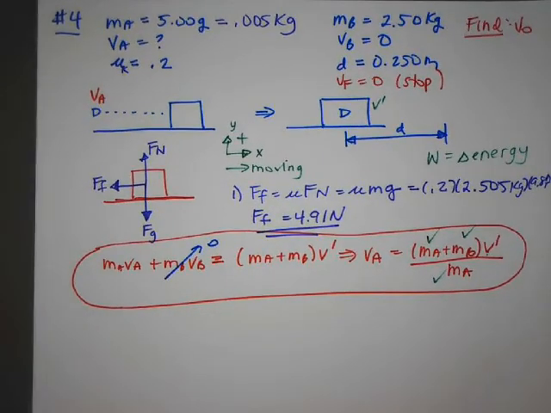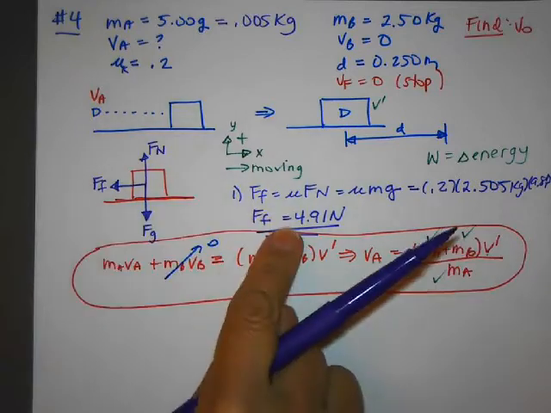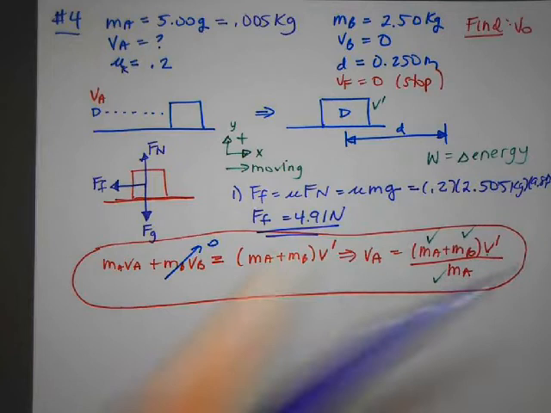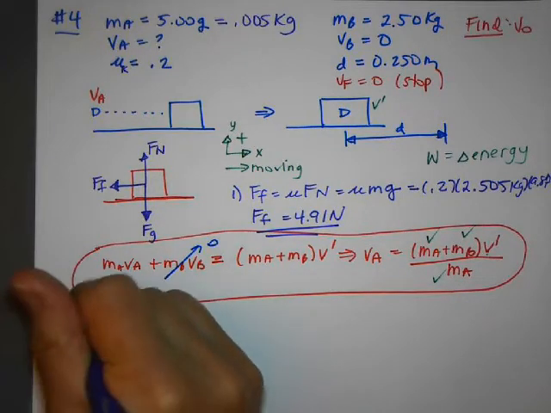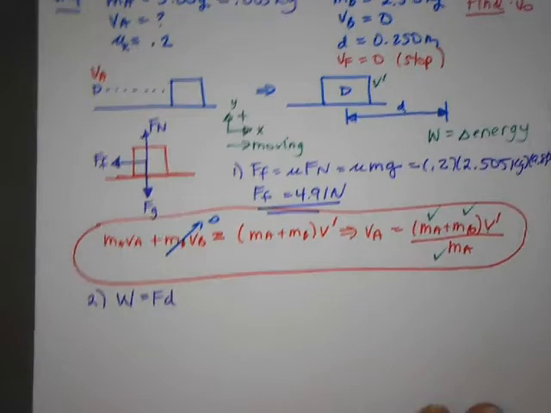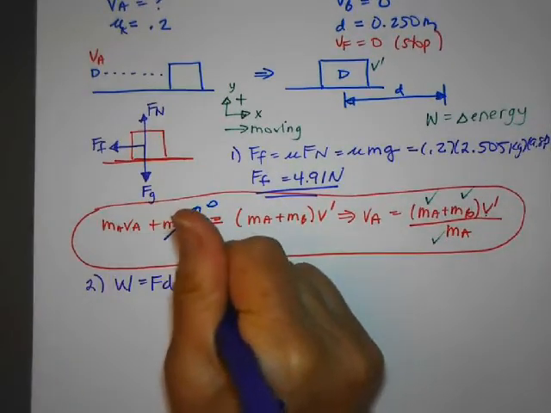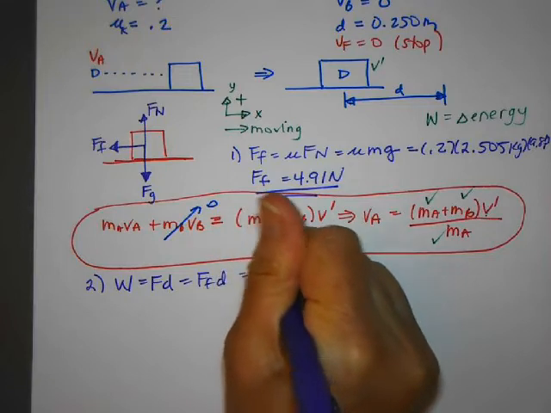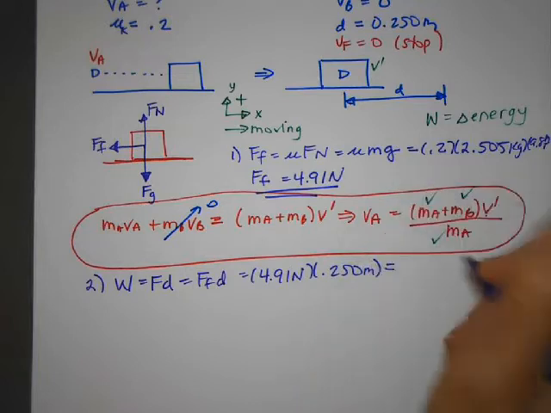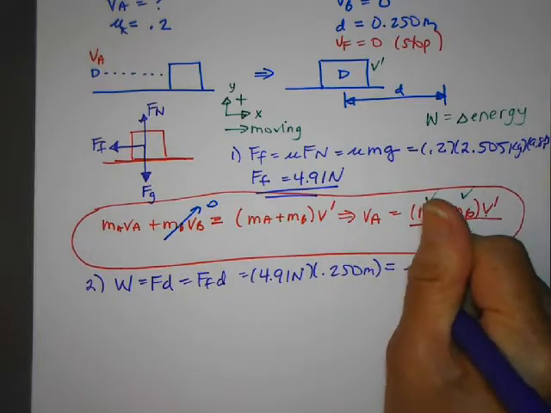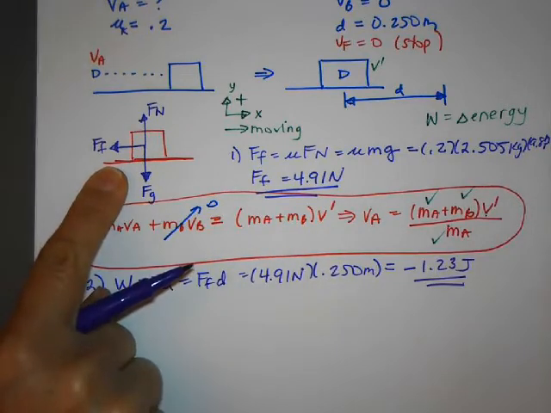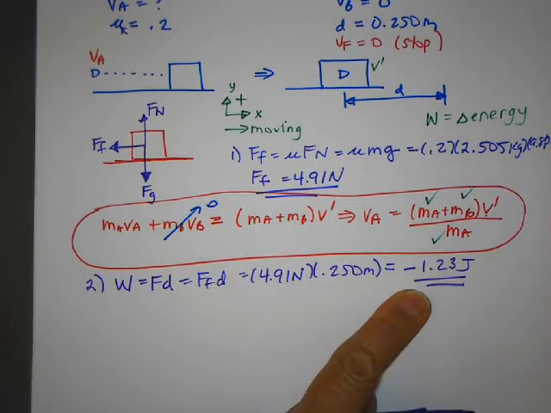All right, step number 2. So I know F of F. Now I want to find the work done by friction, and then I'll say the work is equal to the change in energy. So work is equal to FD, so it's equal to F of F times D. So 4.91 newtons times 0.250 meters. And I'm going to write negative because when I look at my free body diagram, the frictional force is going opposite the direction of motion, so that's going to be negative.